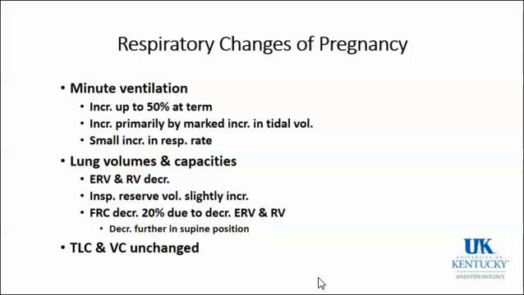In terms of lung volumes and capacities, your expiratory reserve volume and your residual volume are going to be decreased. You'll see a slight increase in your inspiratory reserve volume, and FRC decreases by about 20% in an upright pregnant woman due to those decreases in ERV and RV. When you lay her supine, and especially if you lay an obese woman supine, you'll see an even further decrease in functional residual capacity. Your vital capacity, though, your total lung capacity, those are unchanged in pregnancy.